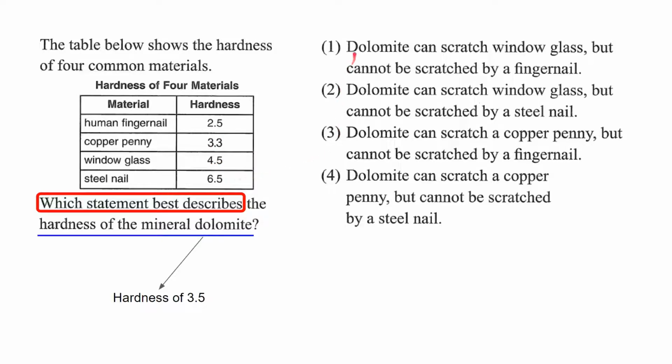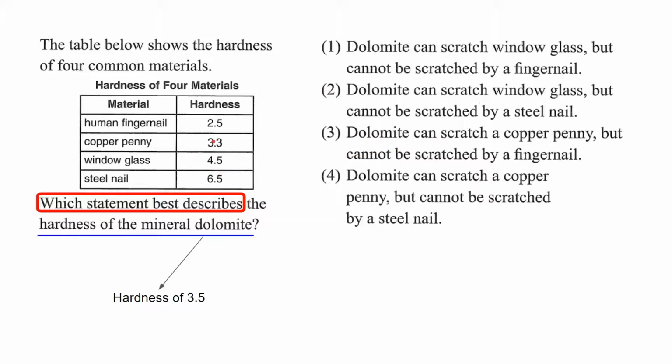So reading through our options, dolomite can scratch window glass. That's just not true, because window glass has a hardness of 4.5, which is higher than 3.5. So 1 and 2 are gone. They're bad options. Dolomite can scratch a copper penny.